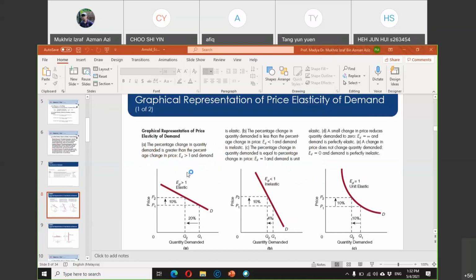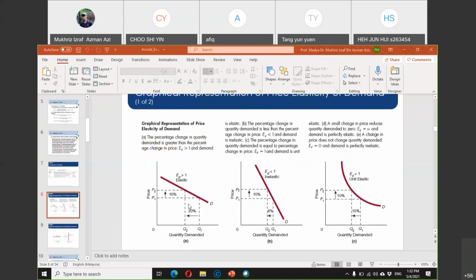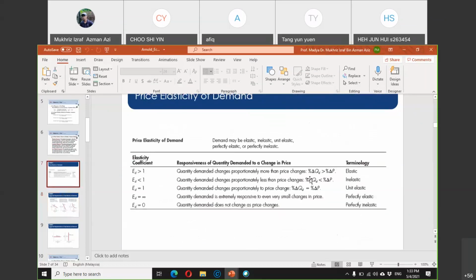Whenever you plot the demand curve, P is on the y-axis and QD is on the x-axis. To achieve percentage change in QD bigger than percentage change in price, you need a flat demand curve. You can see here, when price increases from P1 to P2, the distance here is smaller than the distance of the change in quantity demanded. That's how you can see why this is elastic demand. So 20% is bigger than 10%, as we discussed just now. For elastic demand, percentage change in QD should be bigger than percentage change in price.